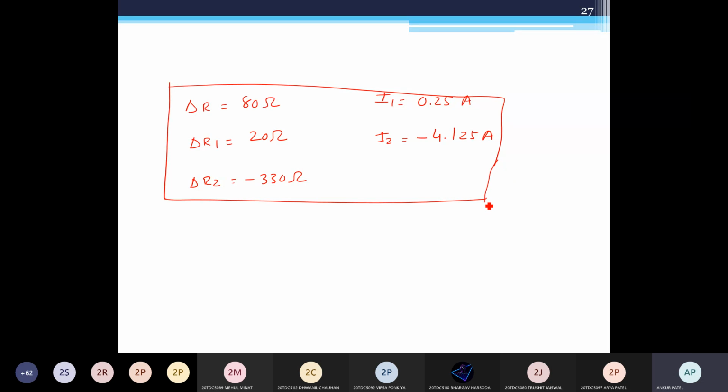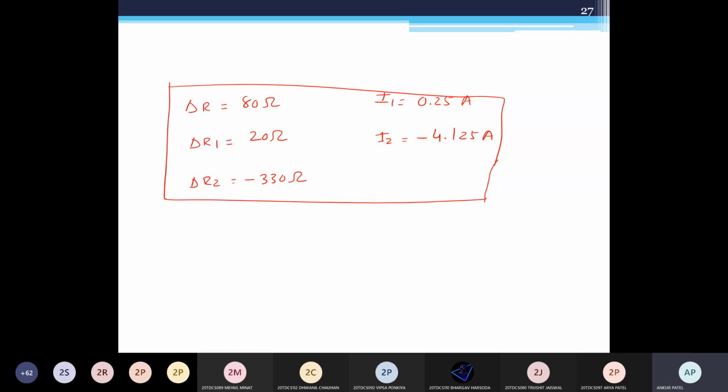So just check your answer and you'll get this. This is the correct answer for delta R, delta R1, delta R2, I1 and I2. Just you made a mistake in finding the determinant by changing the column by the constant, so you get this type of different answer, but this is the correct answer.